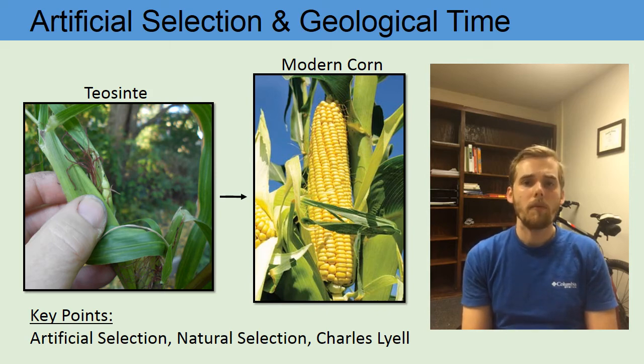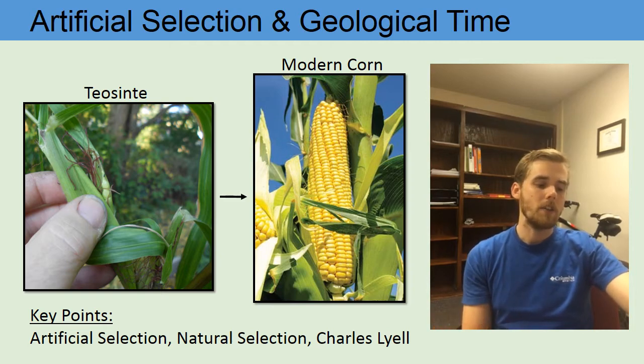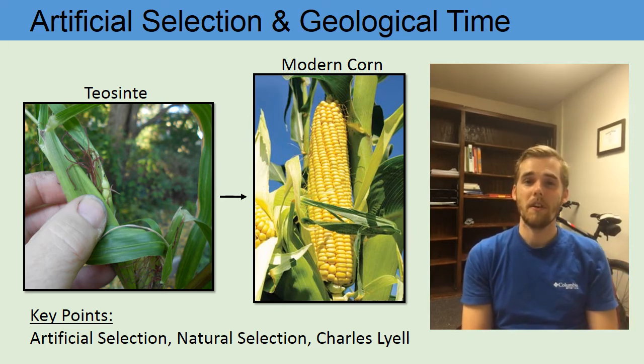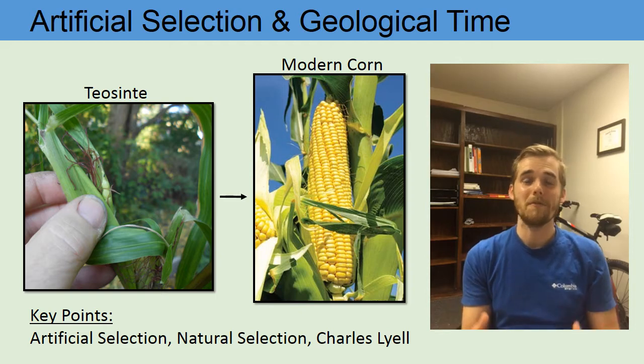So that was a problem for Darwin. But it turns out that around the time that Darwin was developing his ideas, a geologist named Charles Lyell published his work on the geological history of the Earth, where he was able to provide numerous lines of evidence that we live on an old Earth, that the planet has been around for hundreds of millions of years.